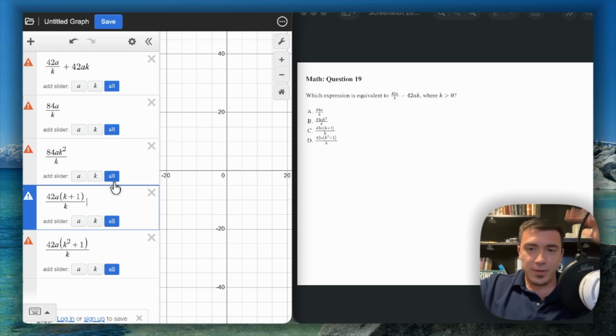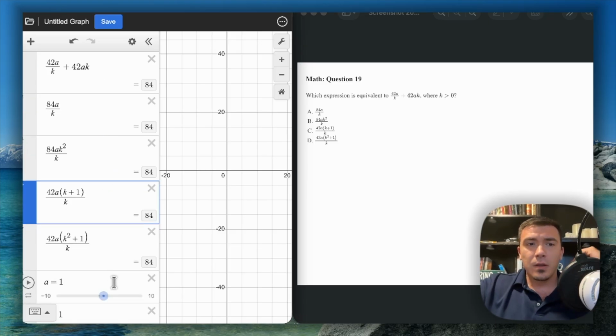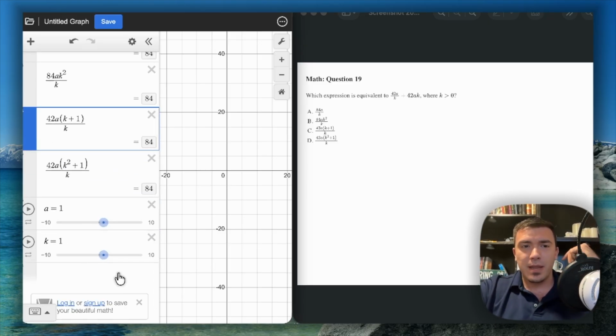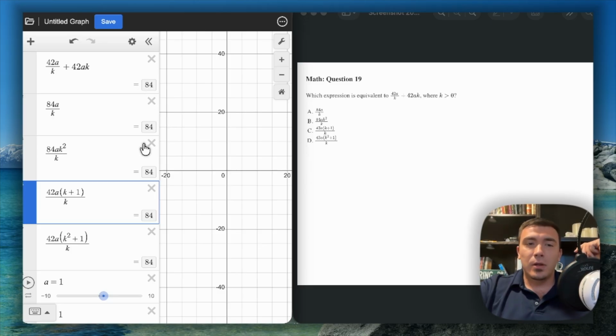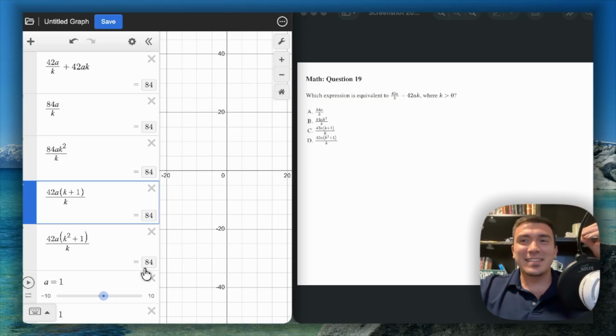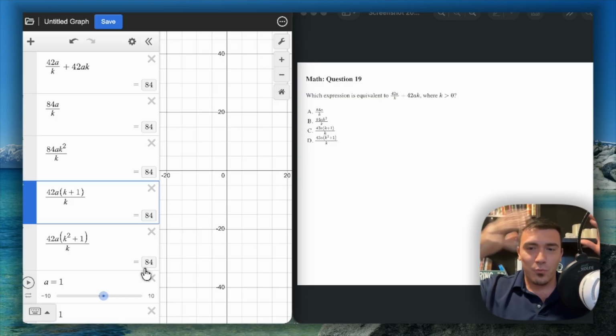But anyways, after you have them all plugged in, you're just going to go ahead and put in your sliders. So when A is 1 and K is 1, I noticed that all of them come out to 84. That sucks. Now, SAT does this on purpose. SAT knows that you're going to go and plug in a 1 for A and a 1 for K because everyone is used to plugging in 1. It's the easiest number to plug in, and it's the fastest number to plug in.